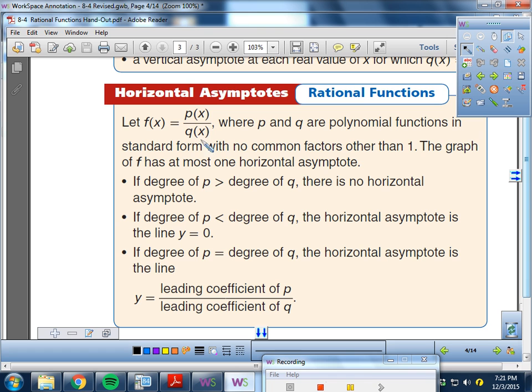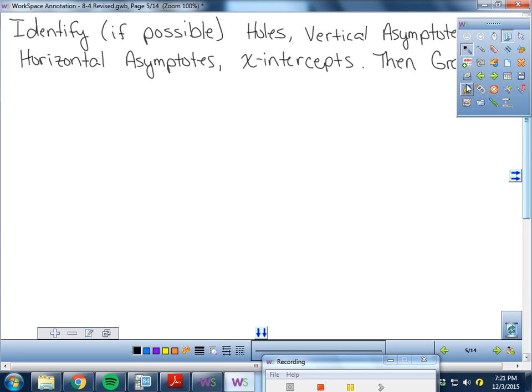So if the degree of the top is bigger than the degree of the bottom, then you don't have a horizontal asymptote. Okay? If the degree of the top is smaller than the degree of the bottom, then your horizontal asymptote is y equals 0. If the degree of the top is the same as the degree of the bottom, then you're going to take the leading coefficient of the top and divide it by the leading coefficient of the bottom, and it's y equals whatever you get for that. Okay? So let's give this a little bit of practice.